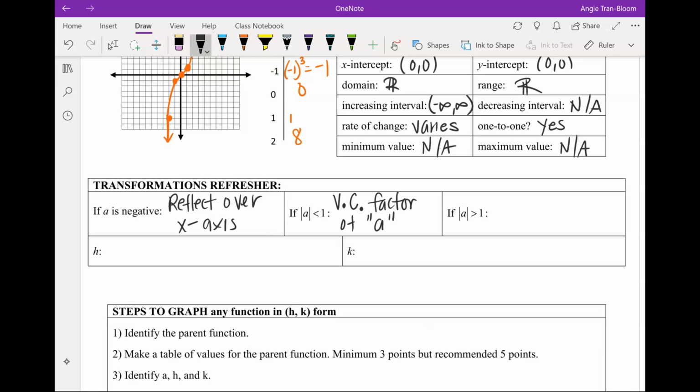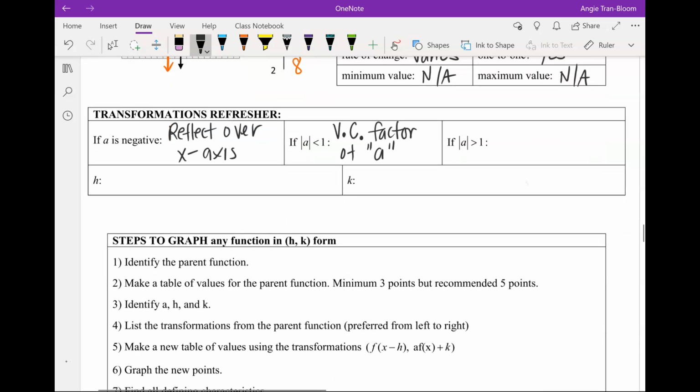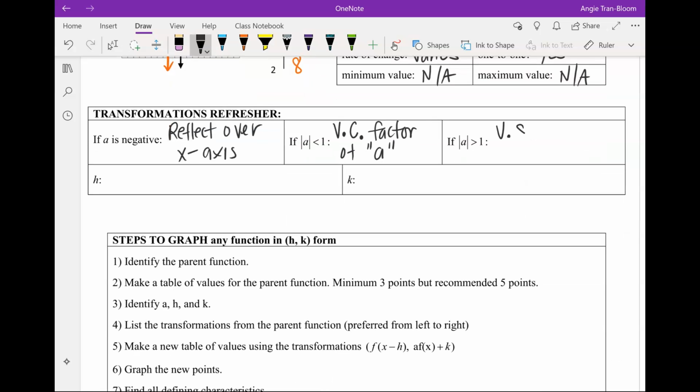If A is bigger than 1, like 10, 11, 100, Devin, what kind of transformation is that? What kind of stretch? Good. Vertical stretch factor of A. Okay. Next year, you'll study horizontal compression and stretches, but this year we only study vertical.